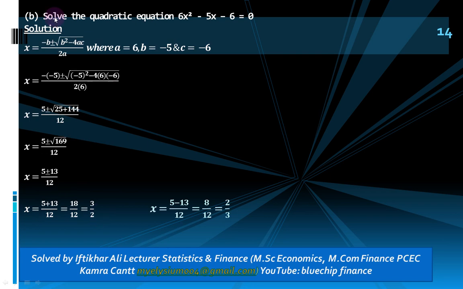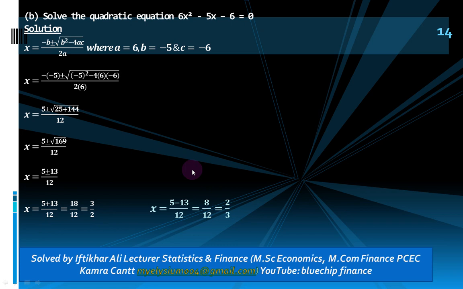Question number 6 part B is that solve the quadratic equation, which is very simple: 6x square minus 5x minus 6 equals to 0. So first square is equals to a, that is 6. So a will be 6, b will be minus 5, and c will be minus 6. So this is the quadratic equation formula. So just put all these values into this formula, and the x values are 3 by 2 and 2 by 3.